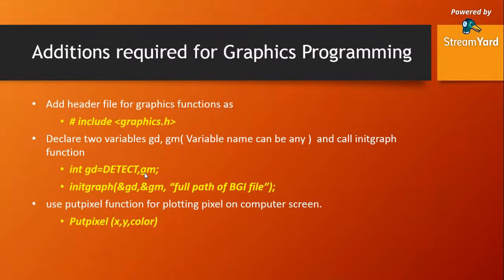Then the third one is that we are dealing with pixels. In graphics programming, we are plotting pixels. To plot a pixel, you have to use the putpixel function from graphics.h. The putpixel function is putpixel(x, y, color). So this is the syntax of the putpixel function. Now I will show you how a graphics program can be written.